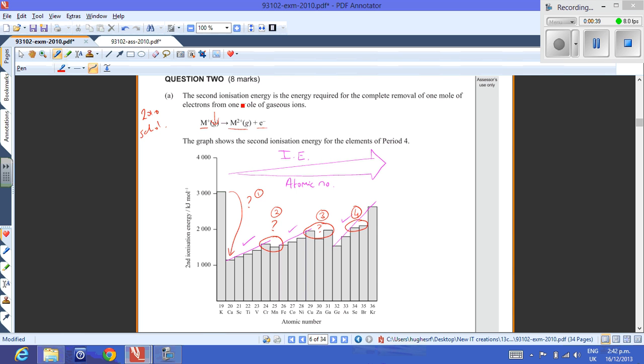The graph shows the second ionization energy for the elements of period 4. So starting with potassium in group 1 and finishing with krypton in group 8 or group 18. So that's across an entire period.